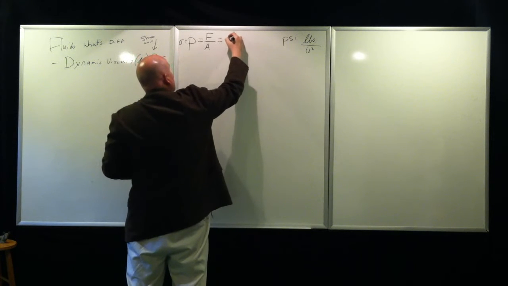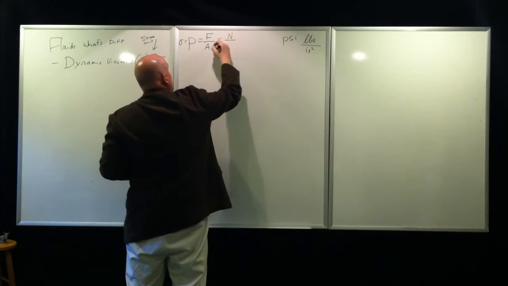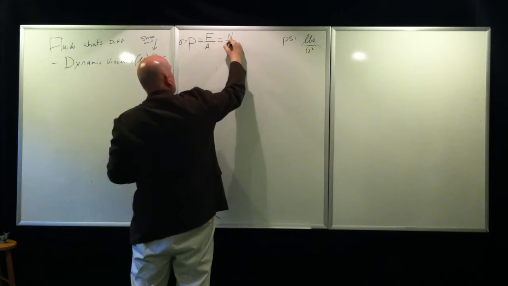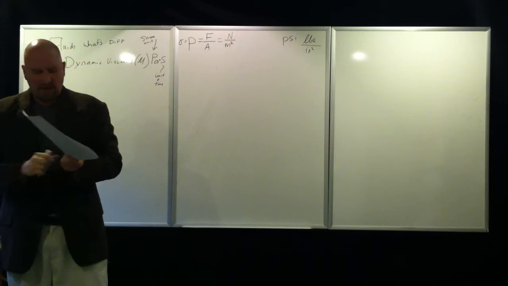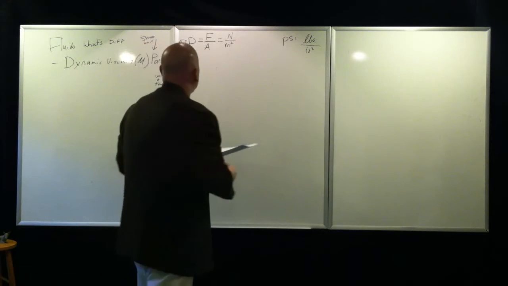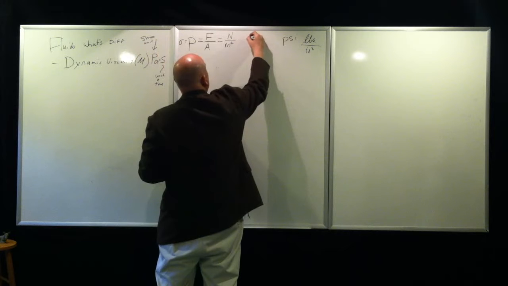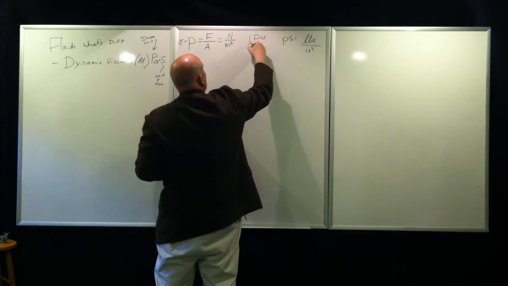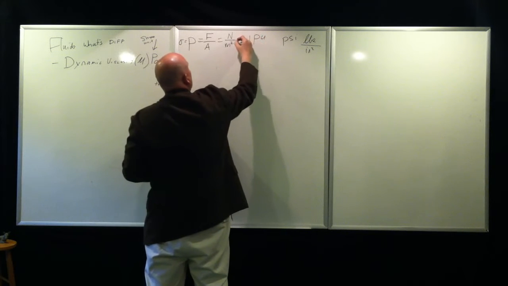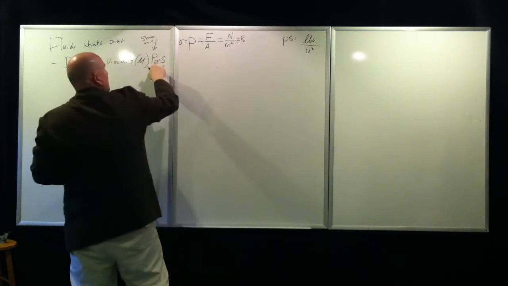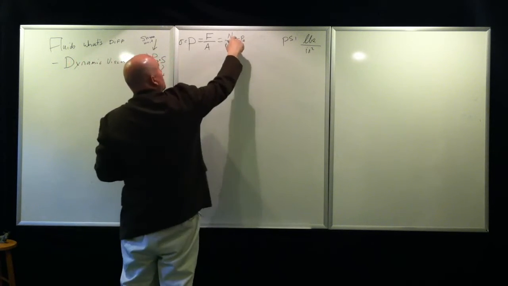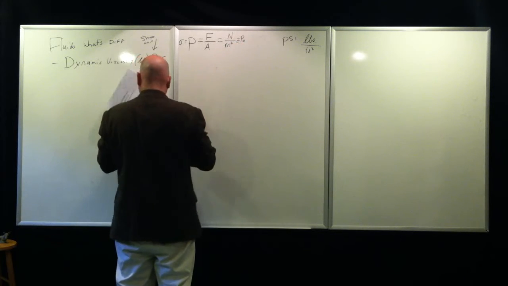The force we're going to be measuring in the metric system is going to be newtons. The area is going to be a meter squared. Let's get an understanding of what 1 Pascal is. 1 Pascal is defined as 1 Newton per 1 meter squared.